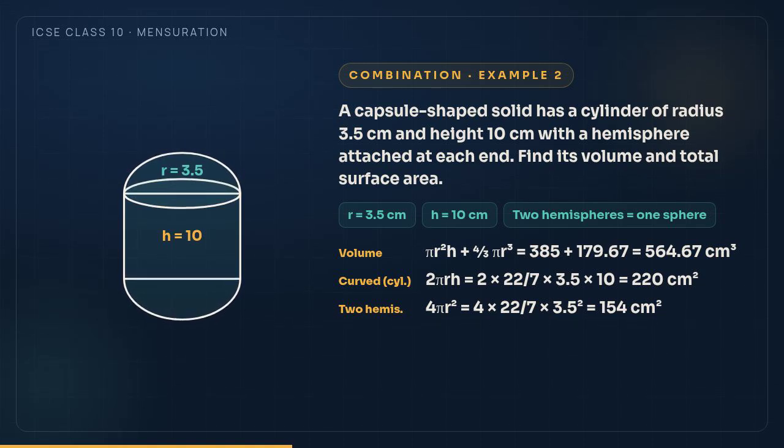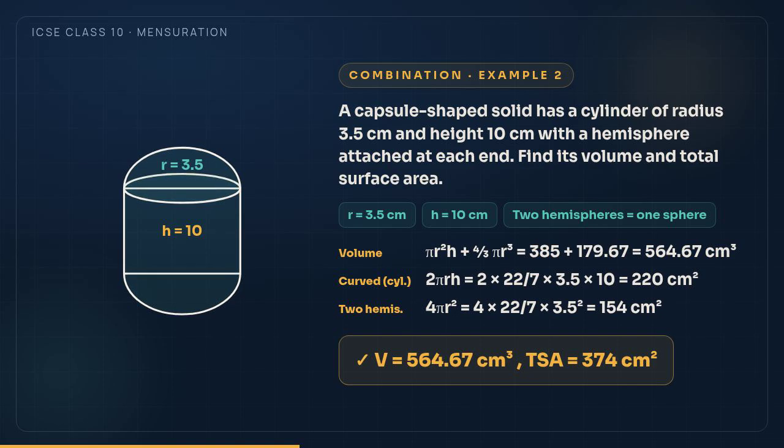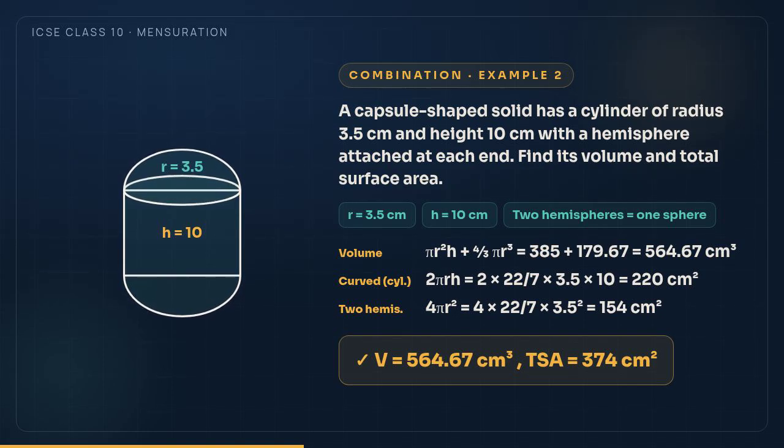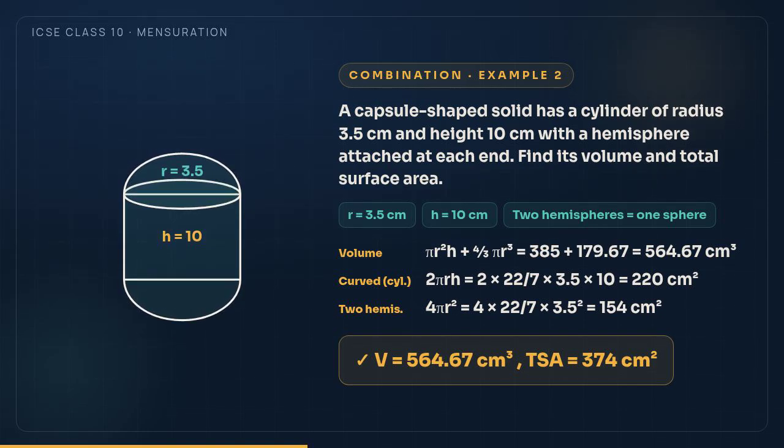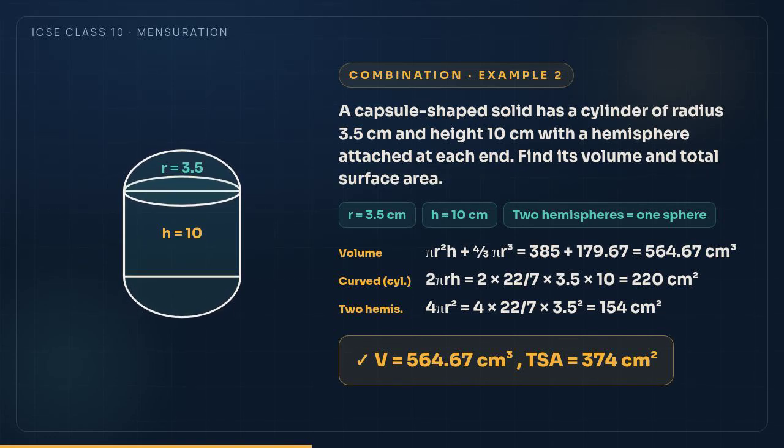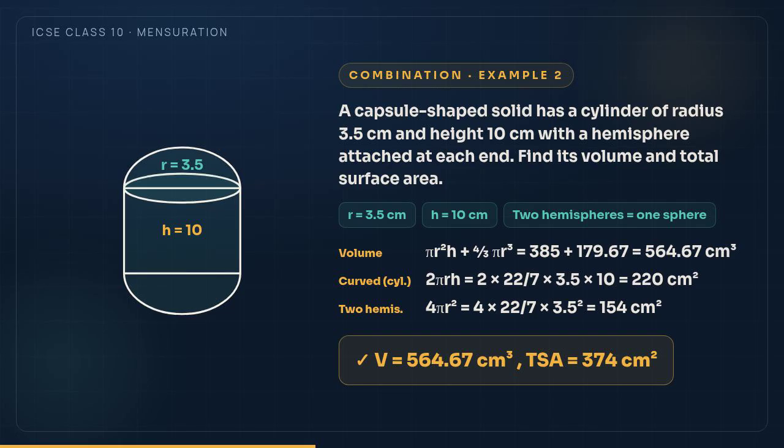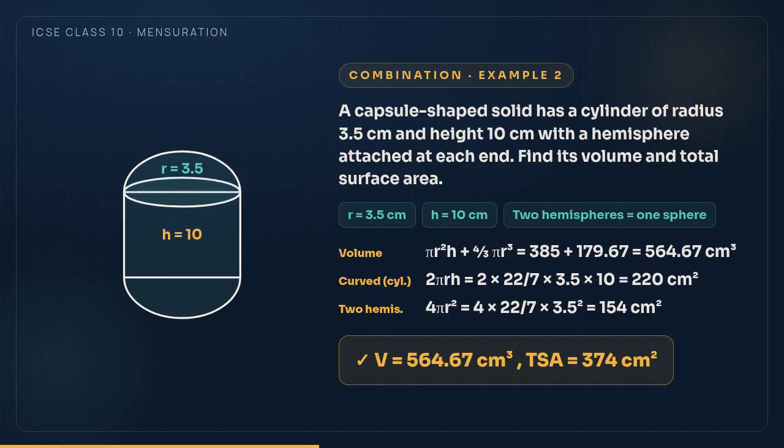For the surface area, note that the flat circular faces of the cylinder are covered by the hemispheres, so we take only the curved surface of the cylinder, 2 pi r h, which is 220 square centimeters, plus the curved surface of the 2 hemispheres, 4 pi r squared, which is 154 square centimeters. The total surface area is 374 square centimeters.